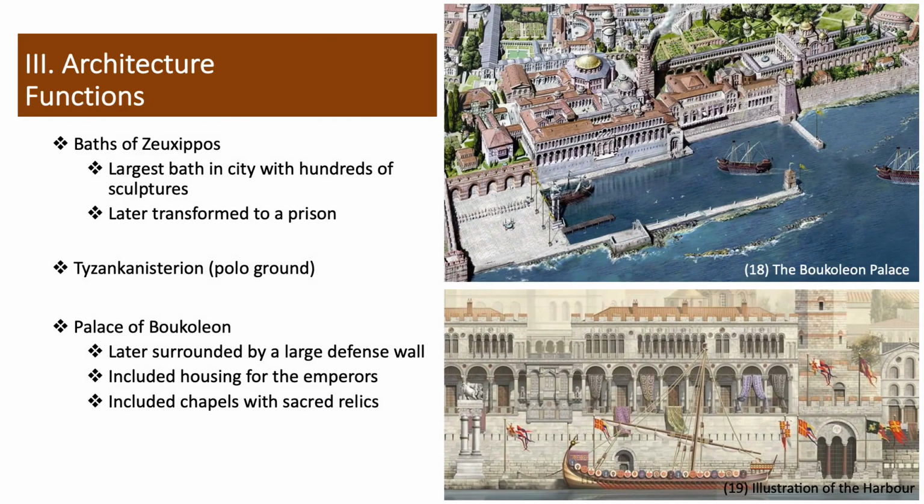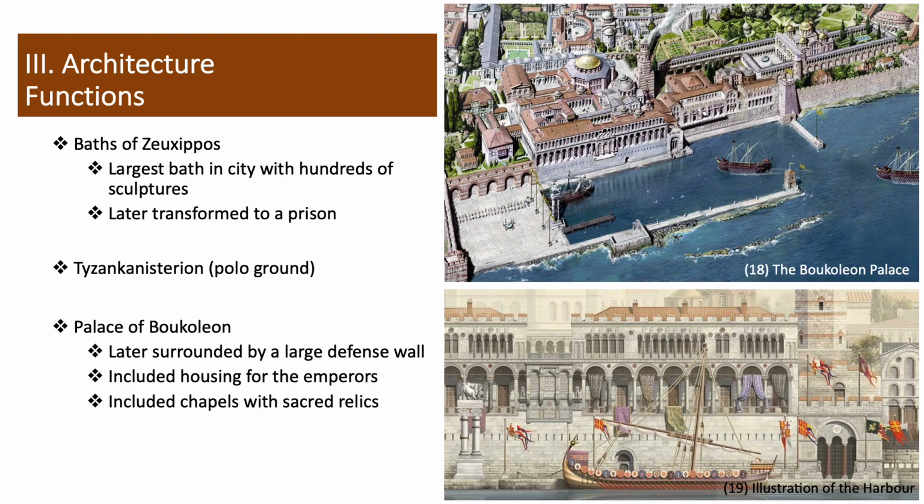Also, on the upper level was the greatest bath of Constantinople, called the Xeuxippos. It was famous for its big collection of antique sculptures. However, this building was also destroyed and rebuilt because of the riot, but later used as a silk factory and prison.